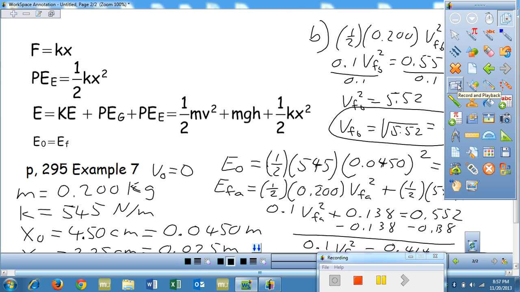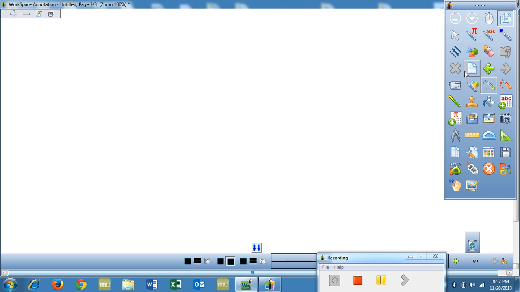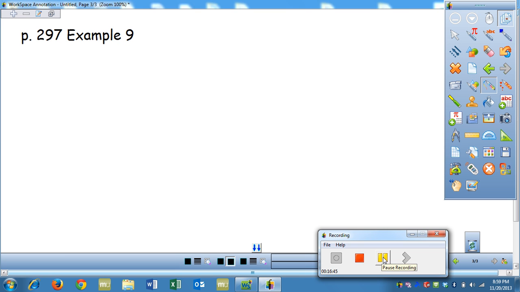So let's try another problem from the book. Okay, so if we go to page 297, example 9, we can look at the picture on the right there, figure 10.2, and at one point they're holding this mass on a spring up, and then they let go and let it fall. And it falls down, and then it comes to a stop, right? Its velocity decreases because the spring is catching it, and then it starts bouncing back up. And they want to know how far down does it go before it starts bouncing back up. Let's see what we have here.